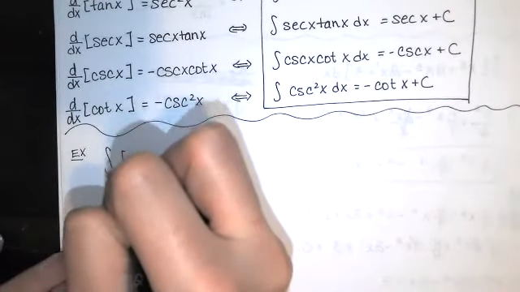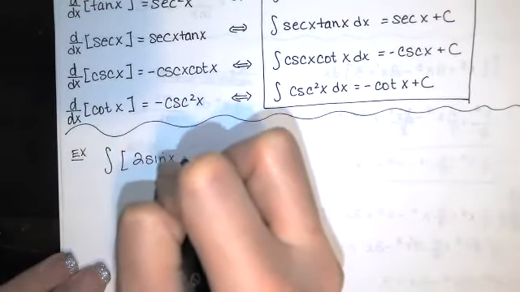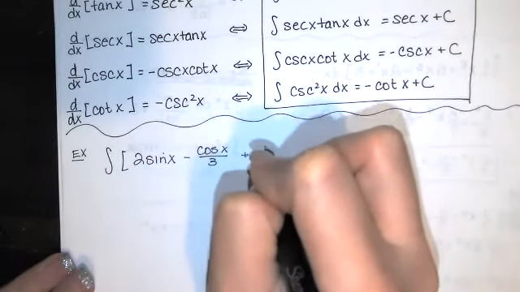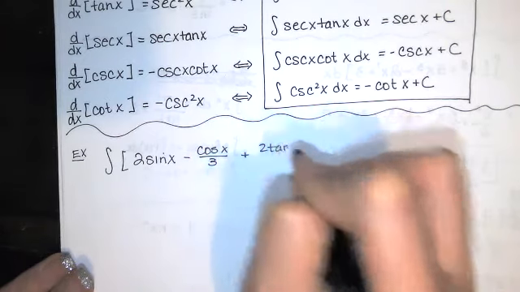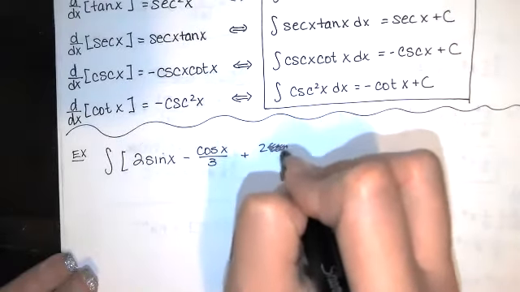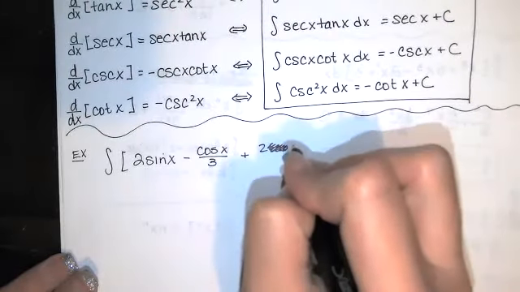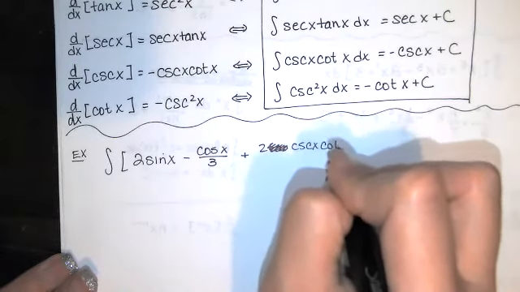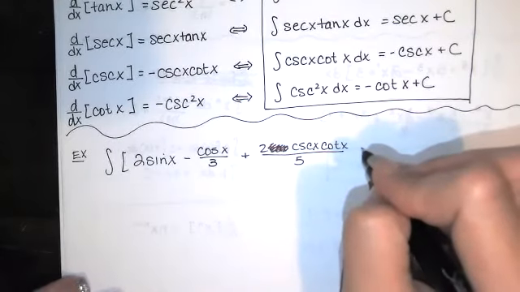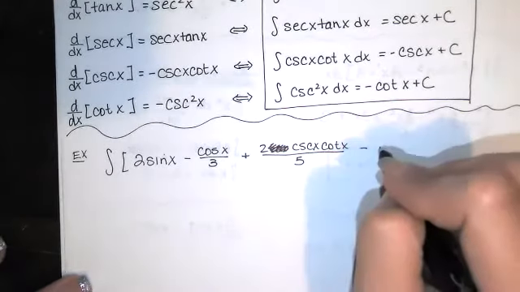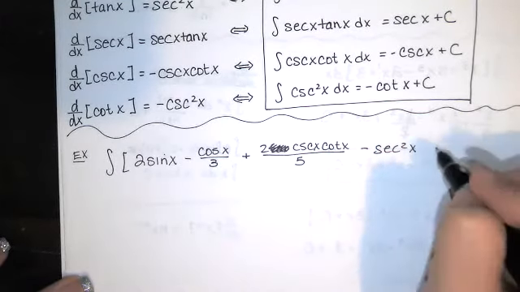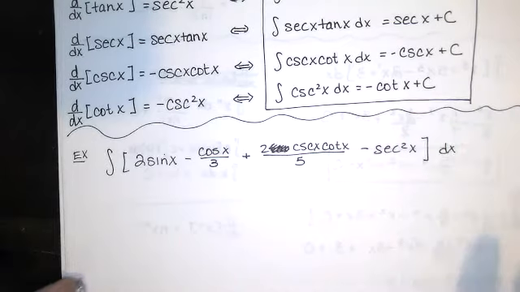So let's say you've got the integral of 2 times sine of x minus cosine of x over 3 plus 2, not tangent of x, let's say cosecant x cotangent of x divided by 5 minus secant squared x dx. So let's do that.